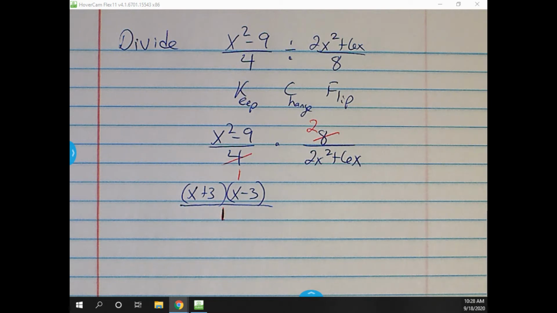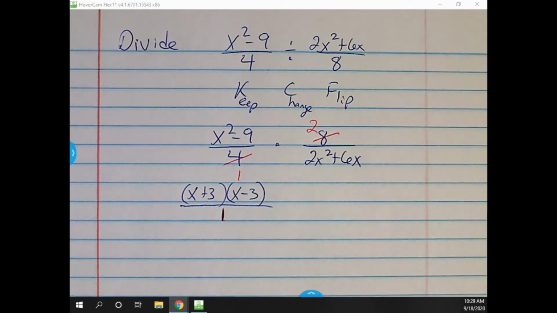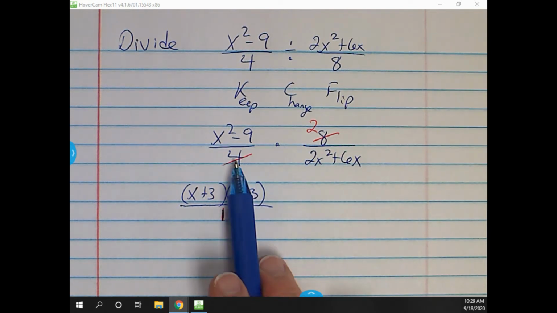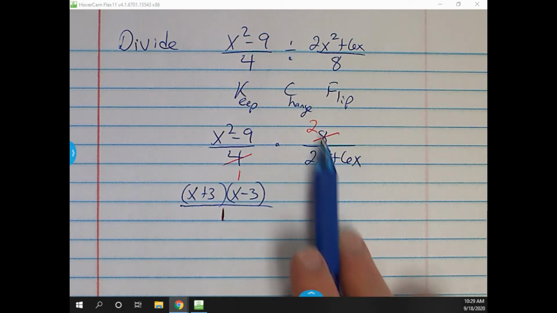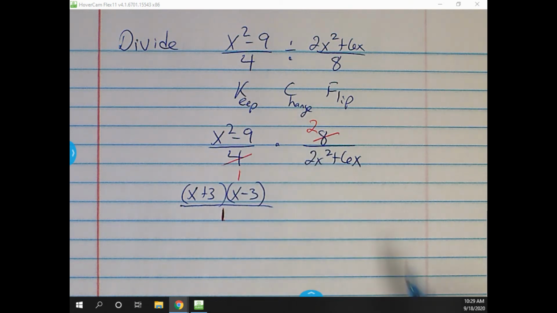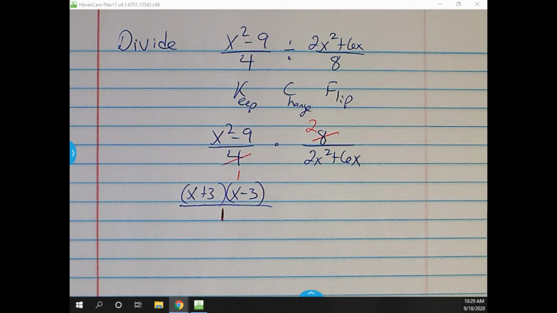Yes, sir. I apologize. I got lost. Where did the 2 come from? Oh, we were dividing 4 here, so we divided 4 into 4 and it went one time. We divided 4 into 8 and it went 2 times. We don't cross multiply. Once we get to multiplication, you're going to factor and then you're going to cancel.